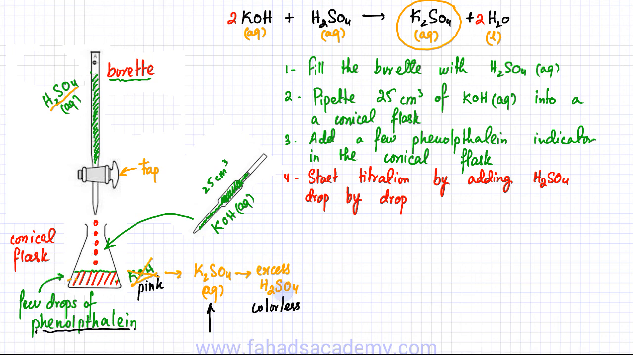It would have nothing to react with, and that H2SO4 would make the solution acidic, and the phenolphthalein, the indicator in the solution, would change from pink to colorless, and that would be an indication that it's in excess. So that's the point when you're supposed to stop. You stop exactly when the change is happening, when it goes from pink to colorless.